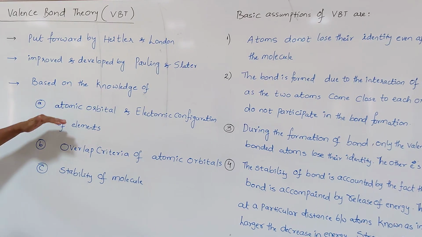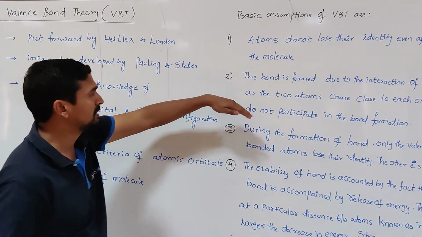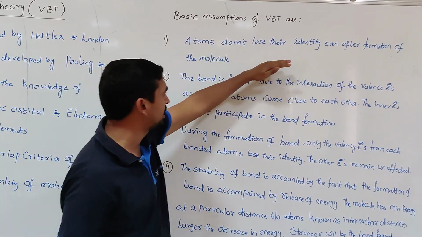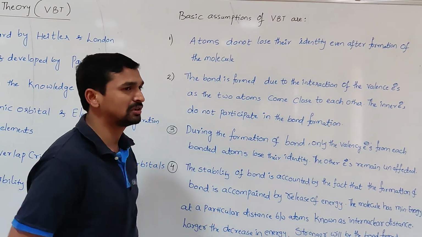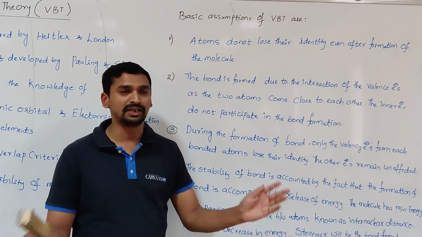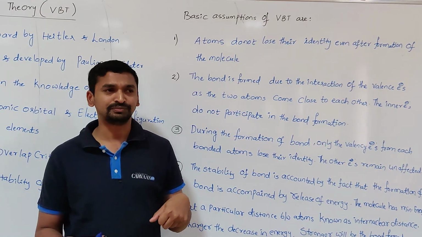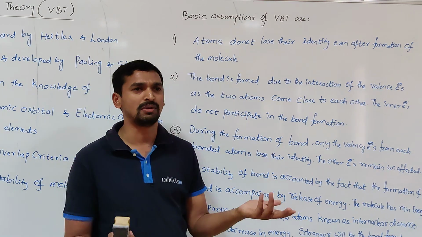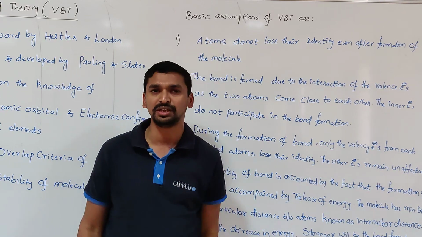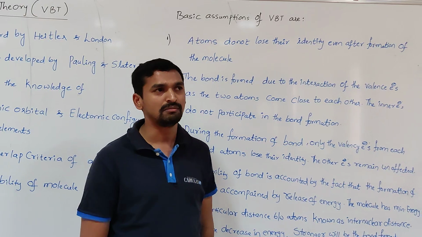So what are the important assumptions or postulates of valence bond theory? The very first assumption is that atoms do not lose their identity even after the formation of a molecule. In the formation of a molecule, the atoms come close together and as a result the molecule is formed. When the molecule is formed, we feel that there is no atom, only the molecule, that the atoms have no identity. But according to valence bond theory, the atoms do not lose their identity even after the formation of a molecule.